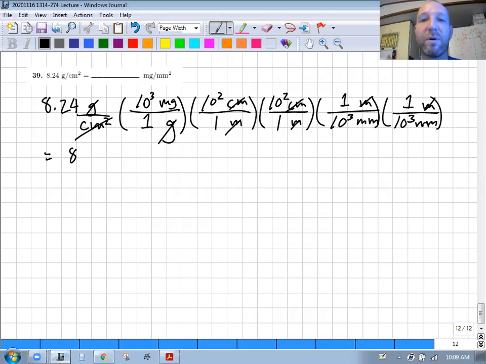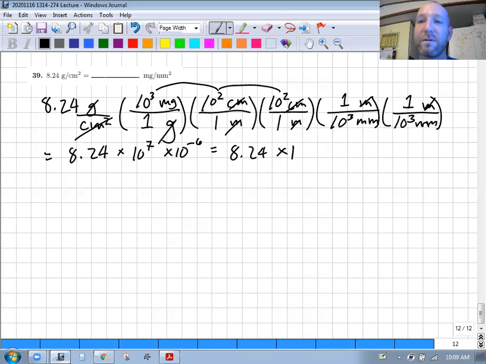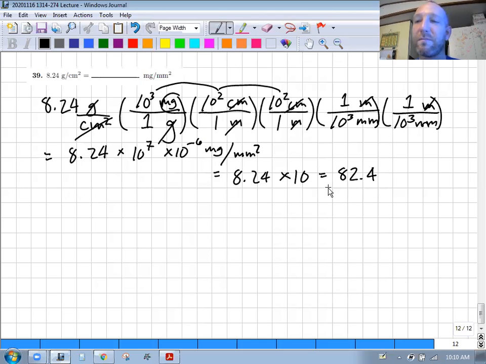So I got an 8.24. On the top, I got 10 to the 3, 4, 5, 6, 7. And then on the bottom, I got 10 to the 6, so negative 6. So that's 8.24 times 10, which would be 82.4. Oh, I forgot to write my units. Milligrams per millimeter squared.